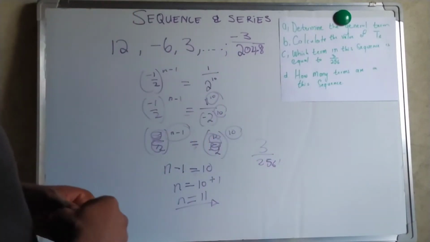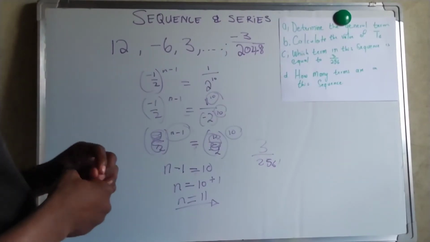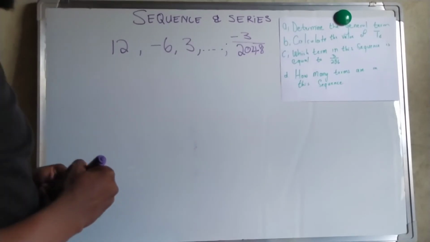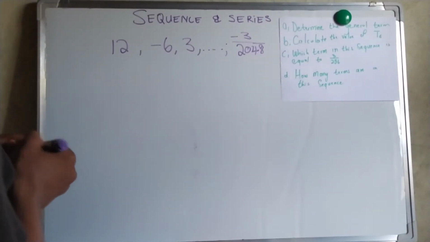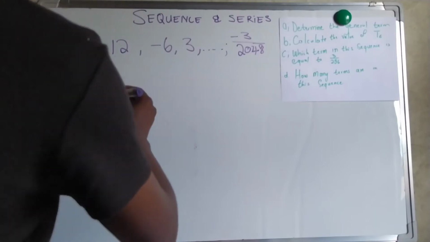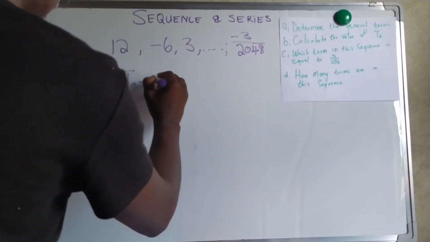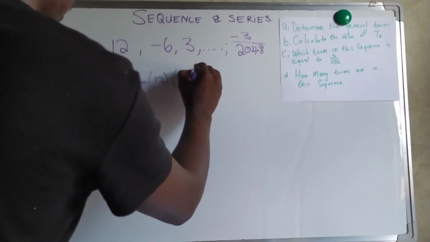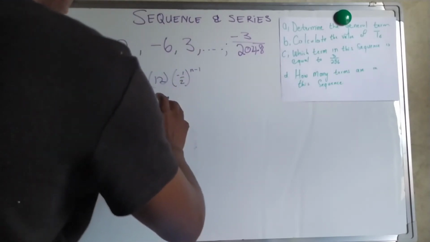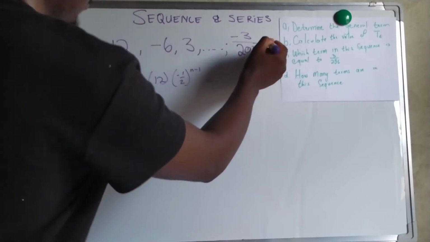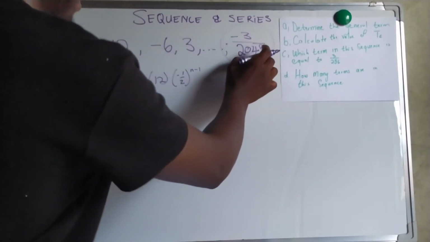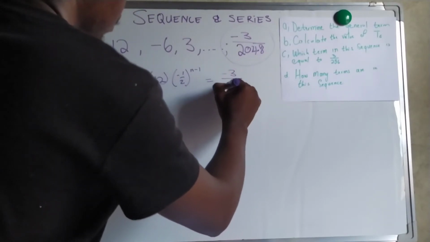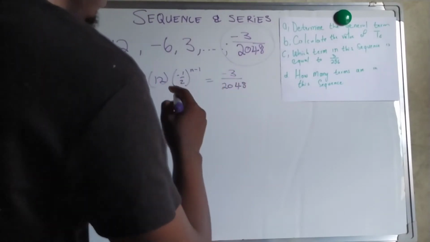Okay, let's go to the last one. The last one says, how many terms are in this sequence? Let's do it. In this one, we're going to repeat what we did on the third question. So we have our Tn as 12 times negative half to the exponent n minus 1. And then we're going to equate this to how much? To this number, because this is the last value of the sequence. So we're going to say negative 3 over 2048.